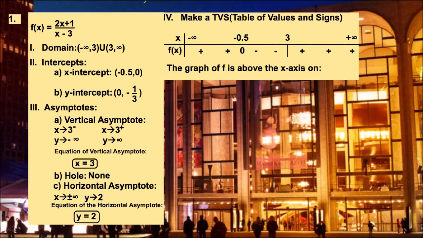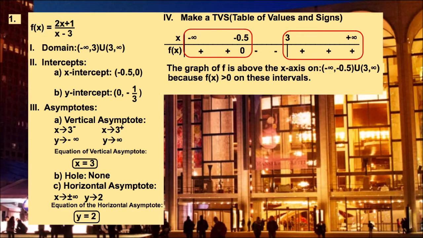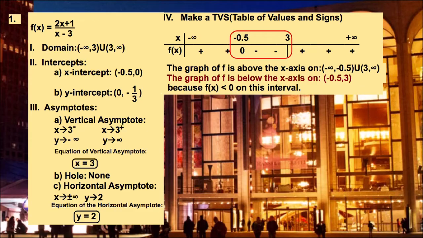The graph of f is above the x-axis on open negative infinity, negative 0.5, united with open 3, infinity, because f of x is greater than 0 on these intervals. The graph of f is below the x-axis on open negative 0.5, 3, because f of x is less than 0 on this interval.